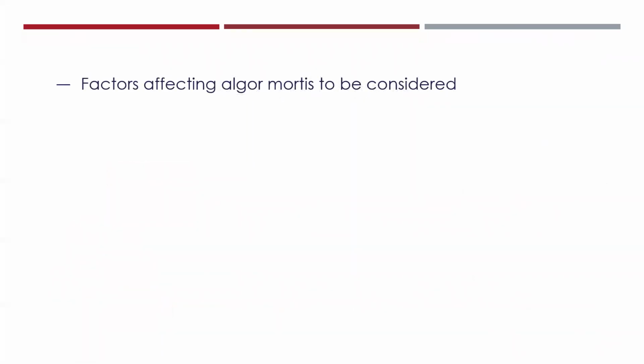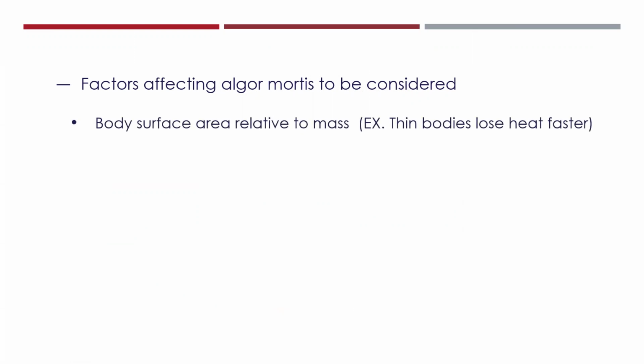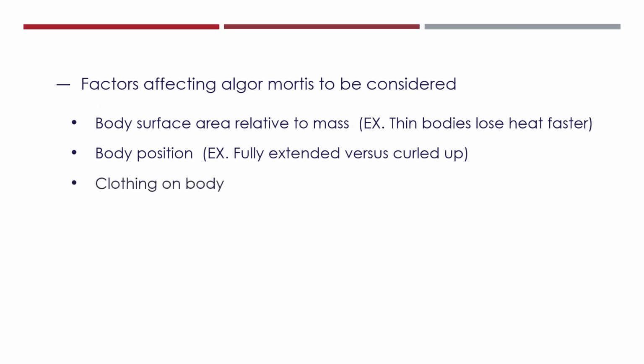So specific things that can affect the Algor mortis temperature. Body surface, okay? Someone who's thin will lose body heat faster than someone who's heavier. The body position. If someone is fully extended, giving more surface area to the air or whatever condition they're in, versus if they're curled up tight. Think about if you're cold, you like to scrunch up. That conserves your heat. The clothing on the body obviously will affect the heat lost. If they're very, very tightly bundled out in the cold, that would insulate them a little bit more.